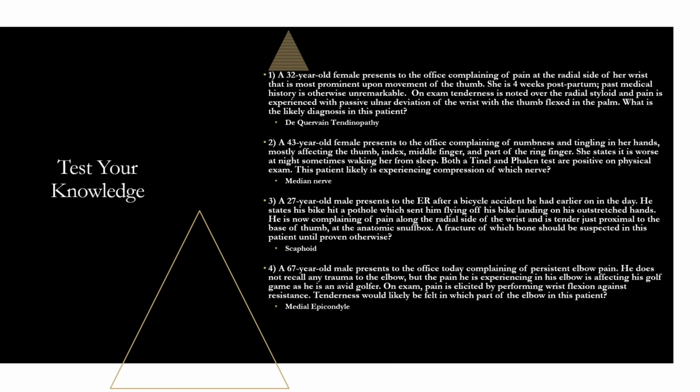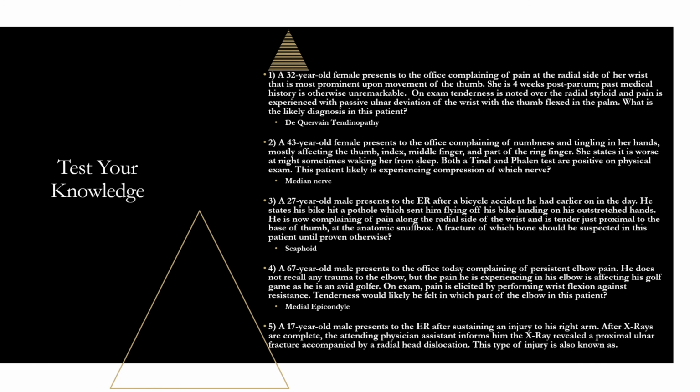All right, question 5, last one. 17-year-old male presents to the ER after sustaining an injury to his right arm. After x-rays are complete, the attending physician assistant informs him the x-ray revealed a proximal ulnar fracture accompanied by a radial head dislocation. This type of injury is also known as, and that is going to be a Monteggia fracture.